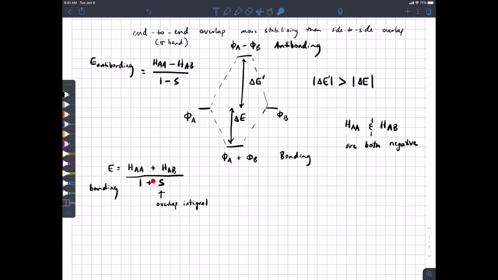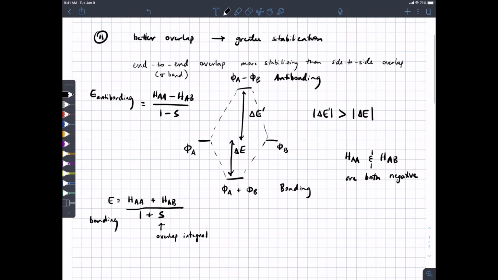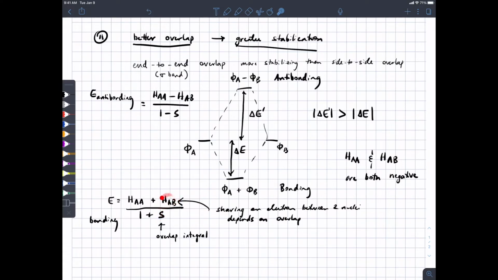During lecture, I inadvertently said this was a negative sign. The reason I thought that is because if this number were negative and you increase the overlap integral, then the stabilization would get even better. In truth, what this principle means, better overlap, greater stabilization, is that this HAB integral, the integral that involves sharing an electron between two nuclei, depends on the extent of overlap, such that if we increase this overlap integral, the extent of favorability in HAB is going to increase as well. I apologize for the confusion. I hope what I've said here clarifies that.